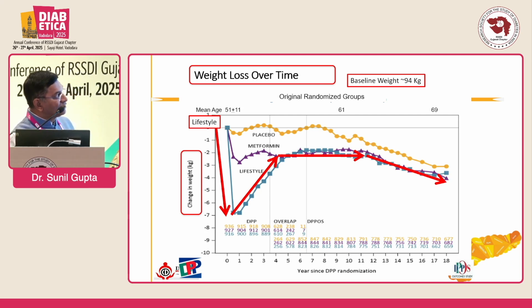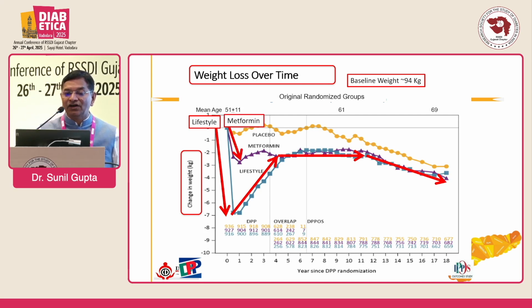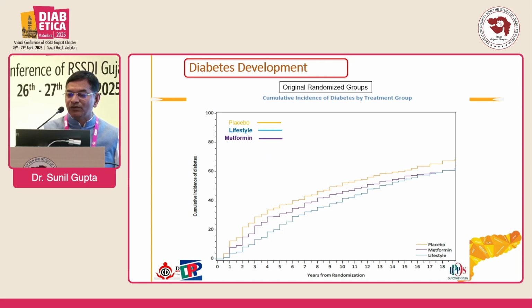So they were exposed to the therapy, intervention, lifestyle or metformin, and they have saved themselves from developing diabetes to a large extent, even if they are not taking metformin, even if they are not following lifestyle modification. So this is what you see versus the placebo.